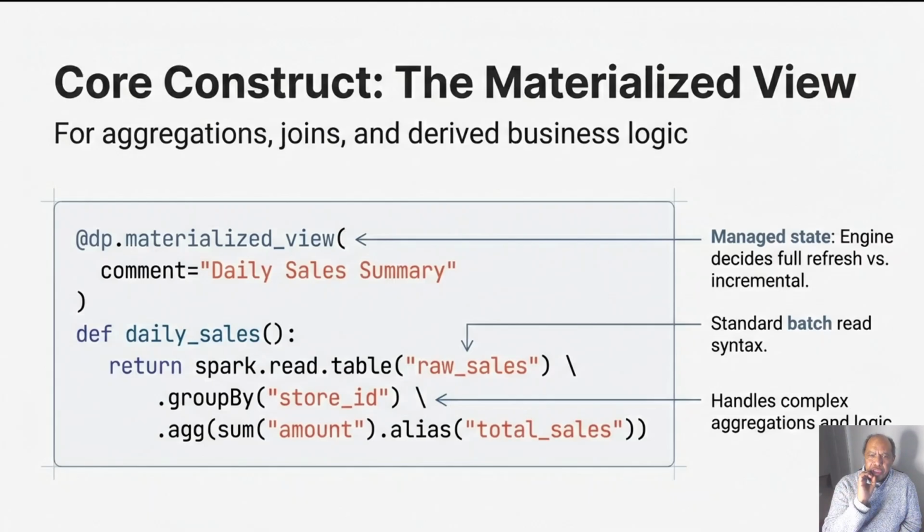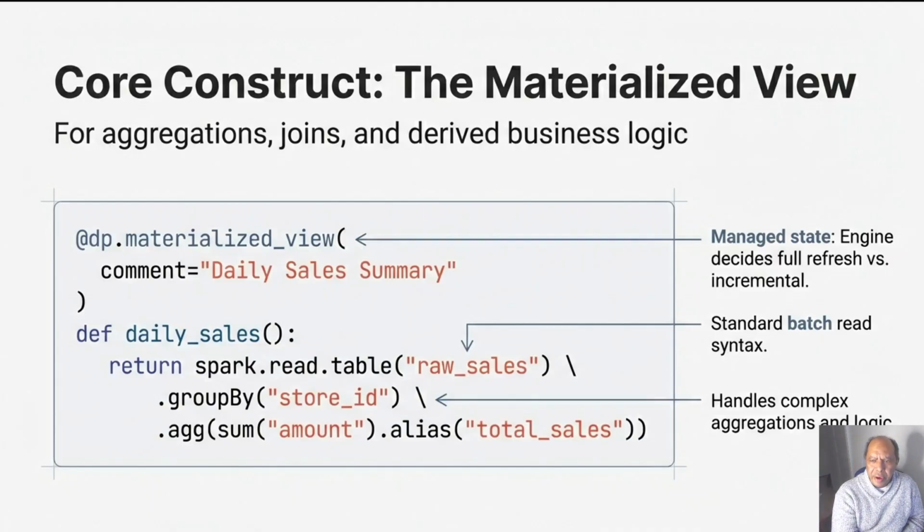And the third is it handles complex aggregations and logic. You can do joins across multiple tables, complex window functions, multiple level aggregations, whatever business logic you need. The materialized view pattern gives you the flexibility to express complex transformation while the engine handles the optimization. This is typically your silver and gold layer pattern. Cleansed, enriched, and aggregated data ready for consumption.